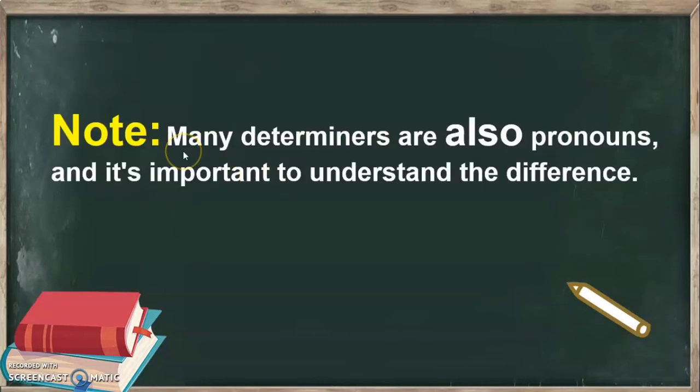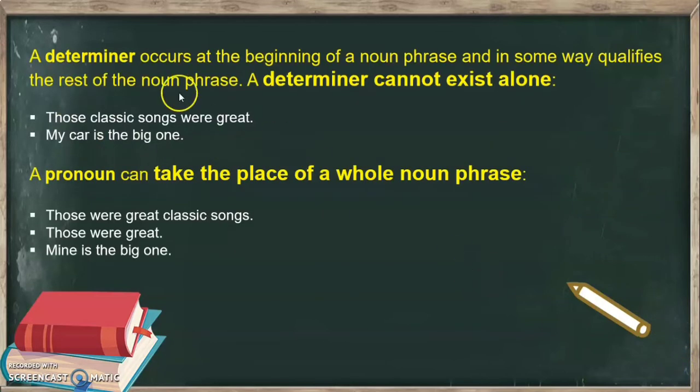I want you to know that many determiners are also pronouns. They are determiners at the same time pronouns. They are pronouns at the same time determiners too. But let's understand the difference some more. A determiner cannot exist alone. So a determiner cannot be just a determiner. It needs a noun phrase. It needs a noun with it.